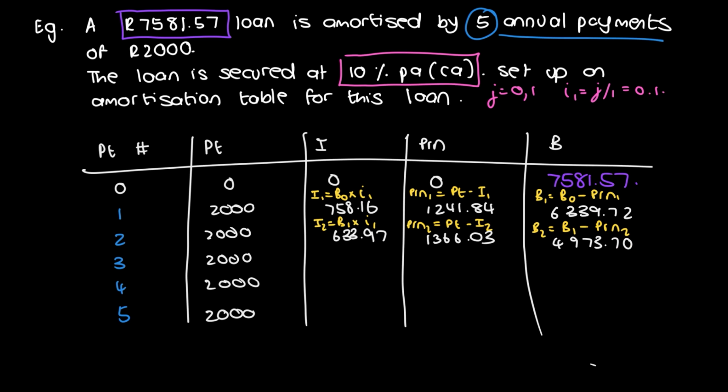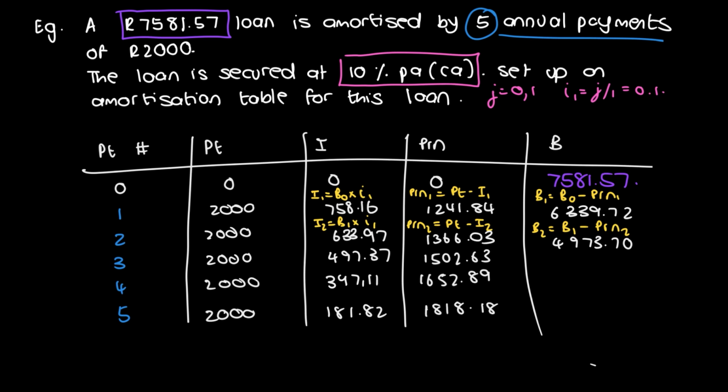Okay, so the rest of the values are going to be 497.37, 347.11, and 181.82, and then 1502.63, 1652.89, and 1818.18, and then it is going to be 3471.07, 1818.18, and 0. So that is what our amortization is going to look like.